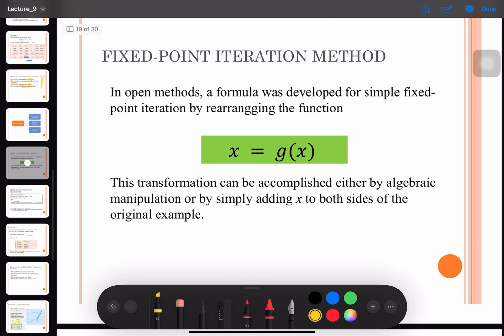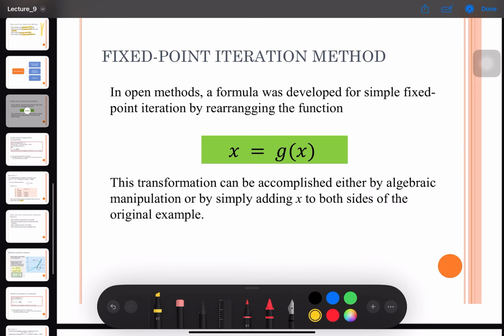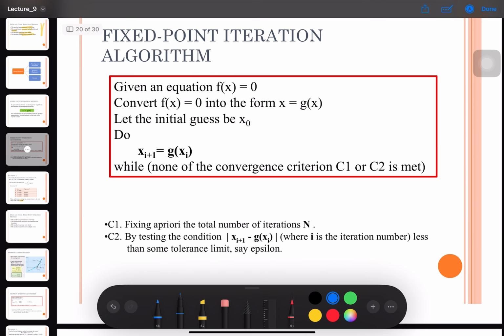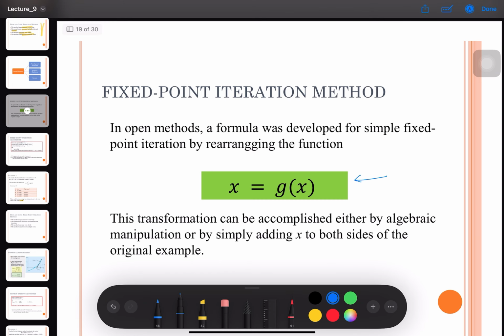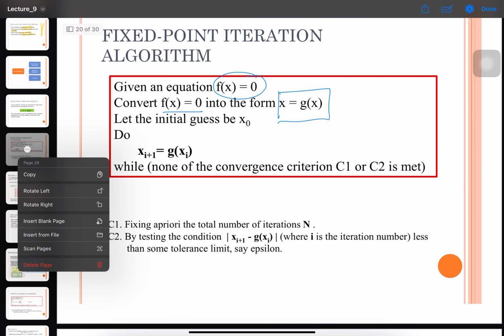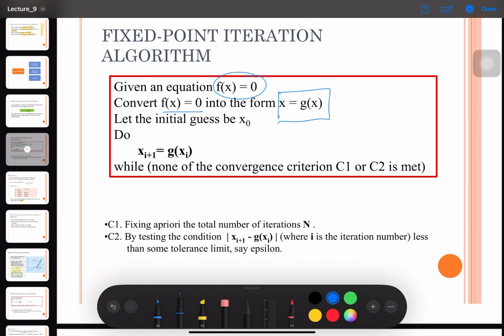Okay, next method we have fixed point iteration method. In this method, you will use this one, x equals to gx. Okay, let's straight away go to the algorithm. Given an equation fx equal to 0, convert the fx equal to 0 into this form, the one in the green box just now, x equal to gx. So this one is important. Okay, this one.